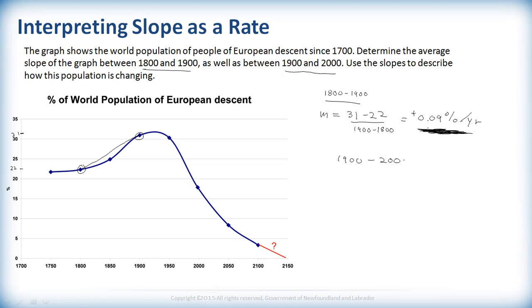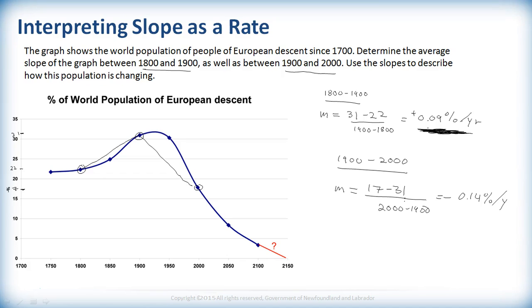So if we look at 1900 to 2000, I'm going to put a dot over here, and that one looks like it's got a height of about 17-ish. Okay, so if that's got a height of 17, then we're going to take the slope of that, which will be 17 minus 31 over 2000 minus 1900. And that's going to give us a negative number this time, about 0.14% per year.